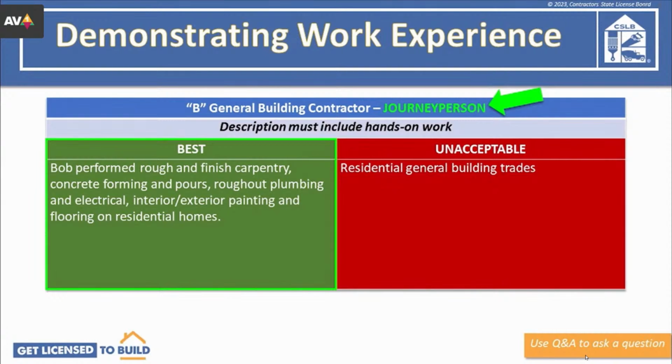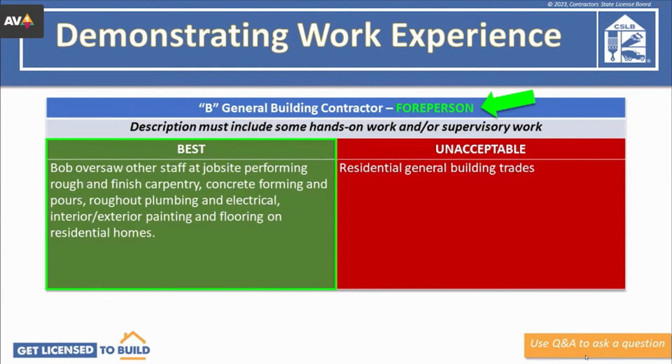The best type of description your certifier would use for a journey person experience is to be specific. Journey person experience must include hands-on work like this. Bob performed rough and finish carpentry, concrete forming and pours, rough out plumbing and electrical, interior, exterior painting, and flooring on residential homes. An unacceptable description would be something generic like residential general building trades.